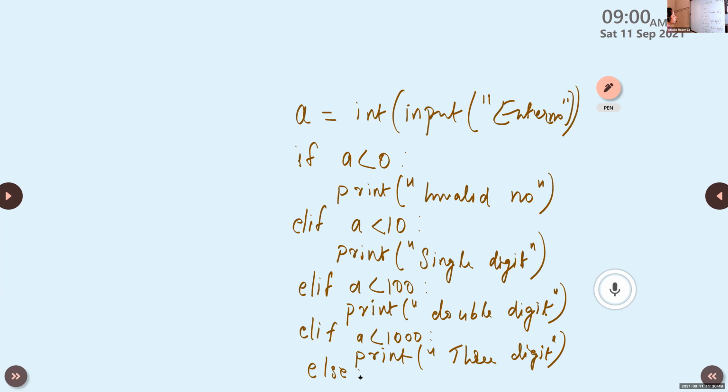Here, in the else part, we can give a message like enter a number between 0 and 1000. If I am entering a negative number, it will execute this statement. Then, if I am entering a number that is greater than 1000, it will execute the statement under this else. Print enter a number between 0 and 1000. Or we can give invalid number, or a message that a number greater than 1000 is entered. You can give a message like this: you entered a number that is greater than 1000. Just like that. Okay.